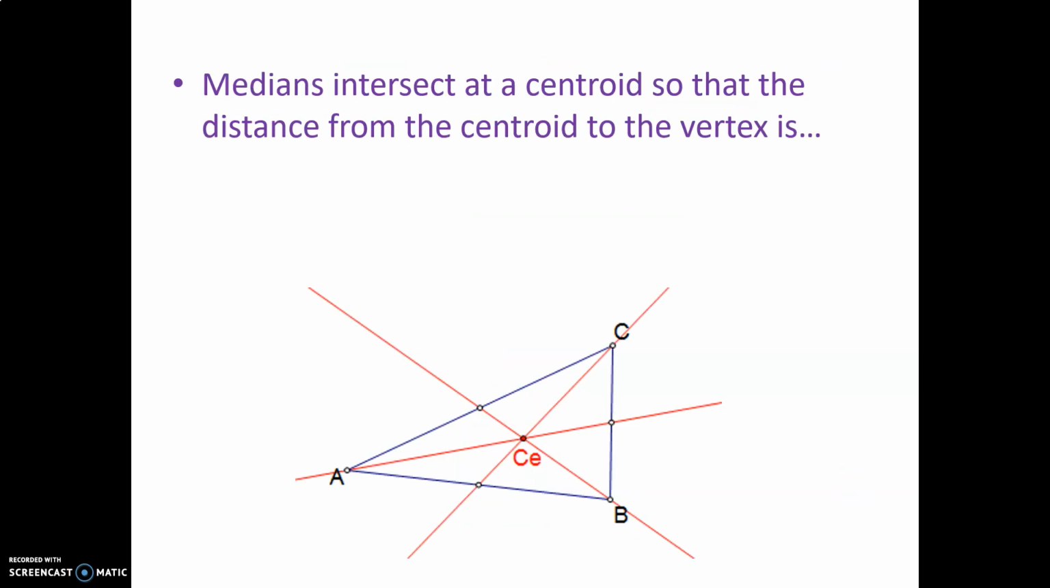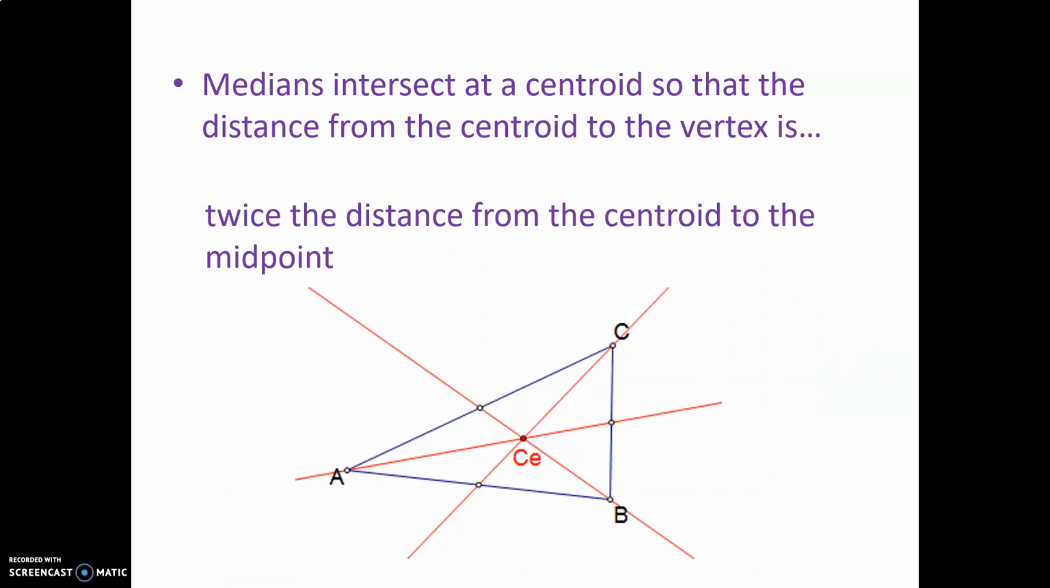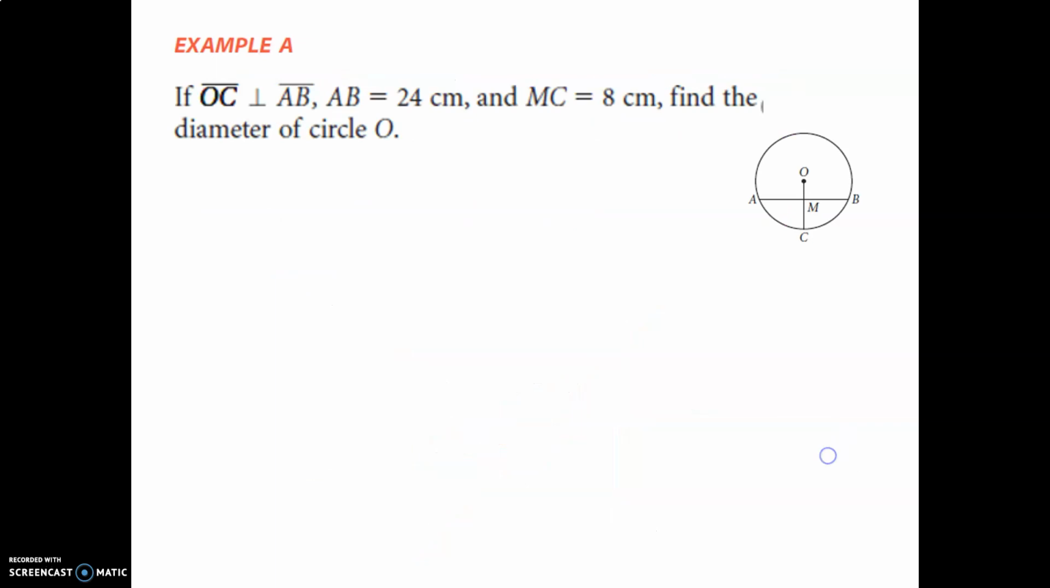Medians intersect at the centroid so that the distance from the centroid to the vertex is twice the distance from the centroid to the midpoint. A median goes from a vertex to the midpoint of the opposite side. They meet right here at the centroid, and the distance from the centroid to the midpoint here, if this was 2, this is going to be double that, or 4. So that's a review of that one.